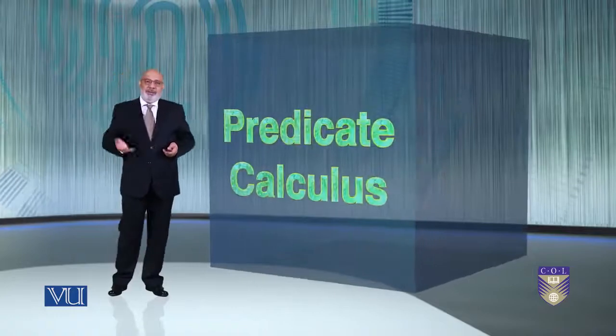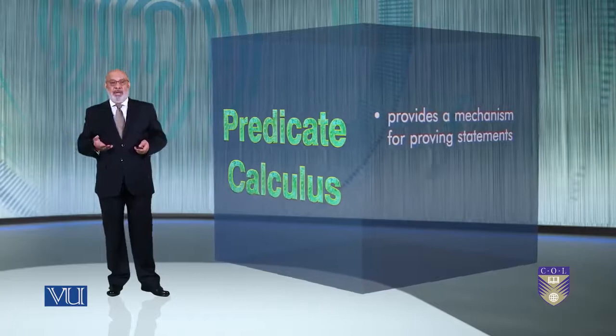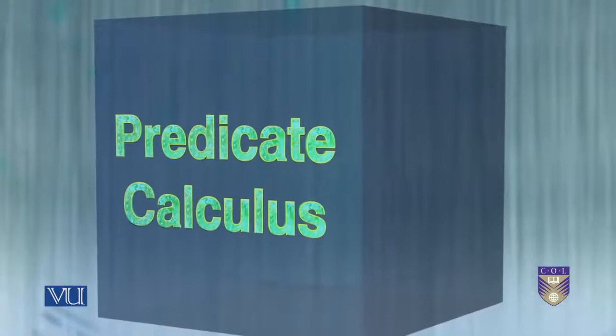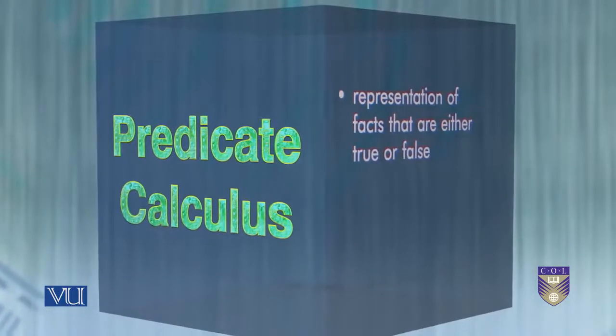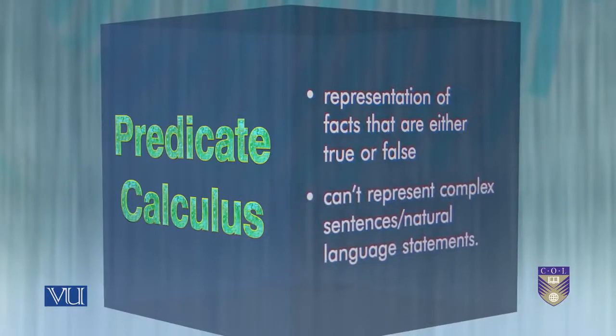Now, due to its greater representational powers, it provides a mechanism for proving statements. And of course, it can be used for logic manipulation. Remember, we can only represent facts that are either true or false. We can't have mixed values. And of course, once again, the limitation is that it can't represent complex sentences or natural language statements. So you could say, for instance, we can't represent the following sentences in propositional logic: some humans are intelligent, or Ahmed likes cricket. You don't have it.